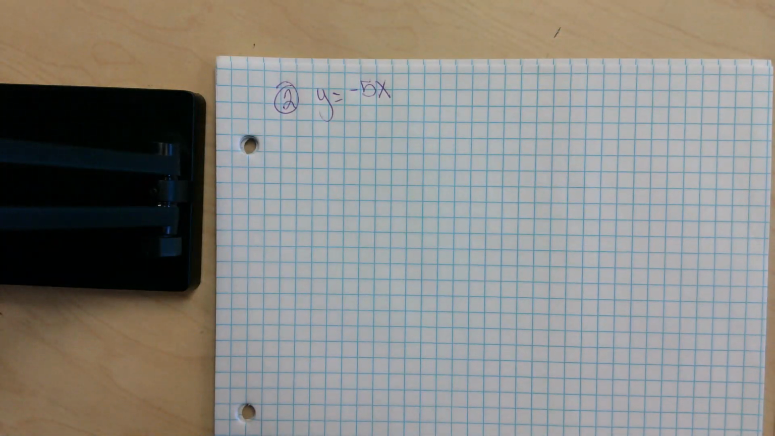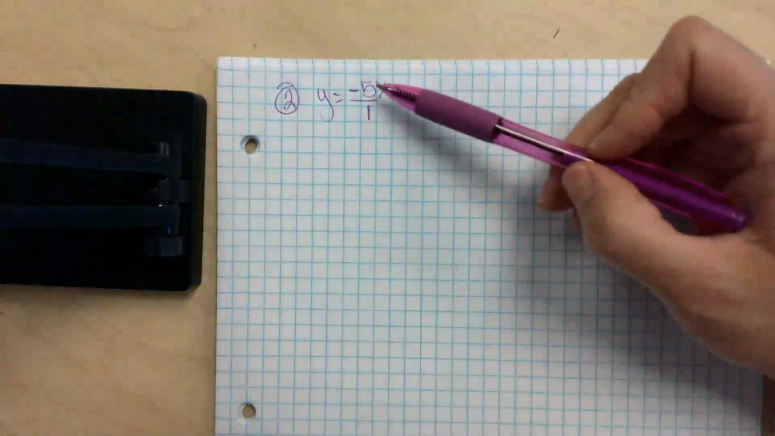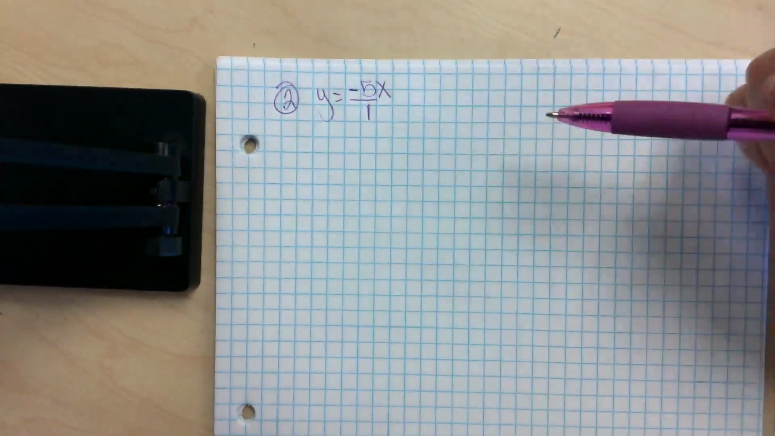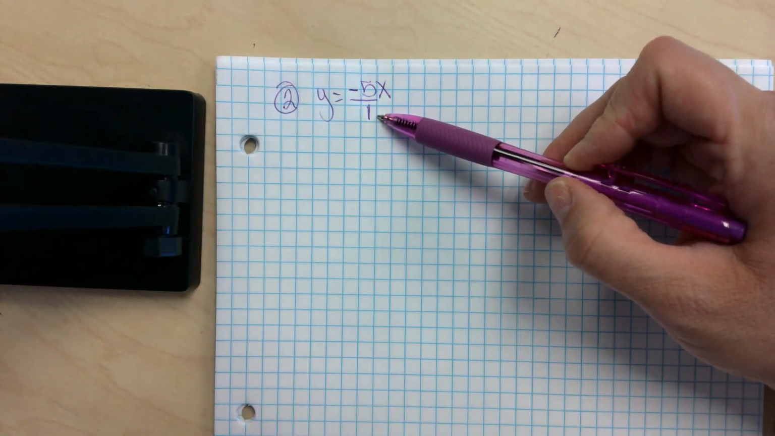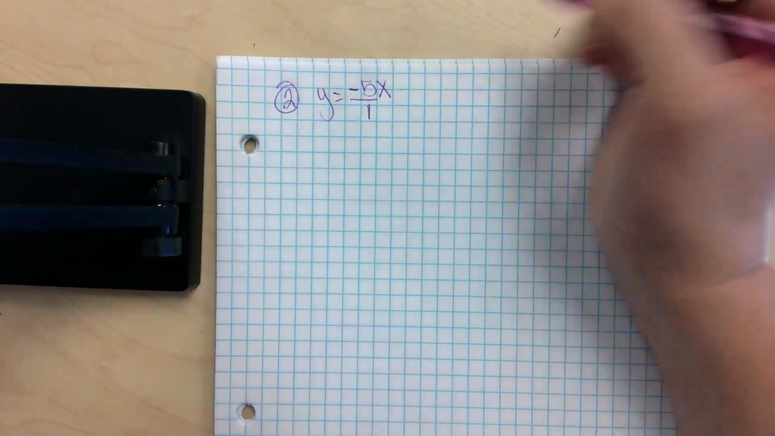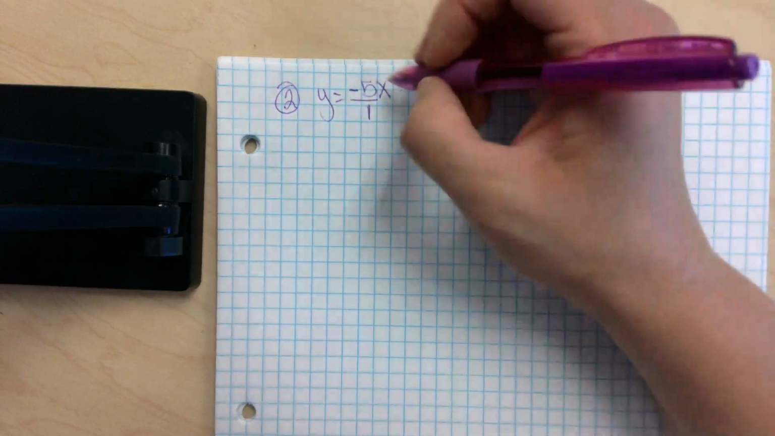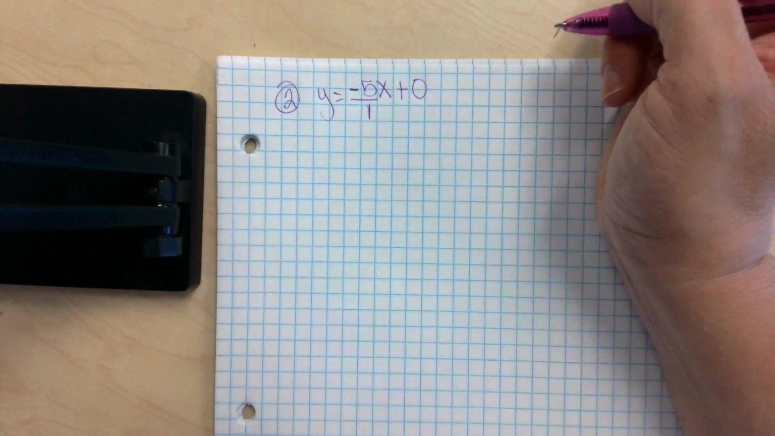What is my slope for this one? 5. What kind of 5? Negative 5. It's a negative 5 over 1. So am I going to go up 5 or down 5? Down 5. My over is always to the right. Where does this one start? Does it tell you a y-intercept? So if it doesn't tell you, it starts at 0.